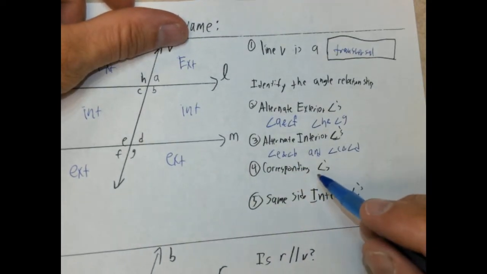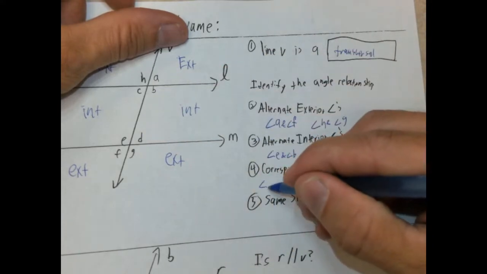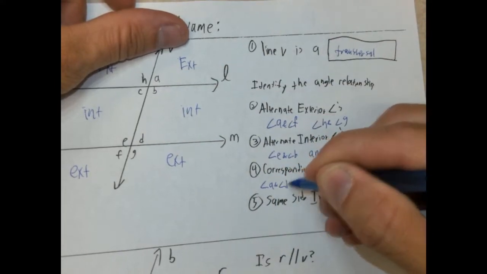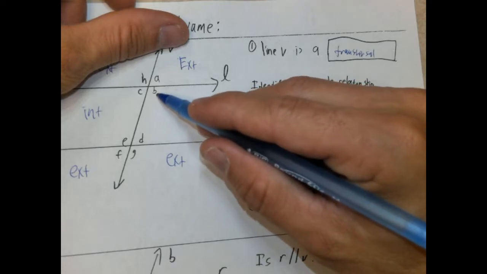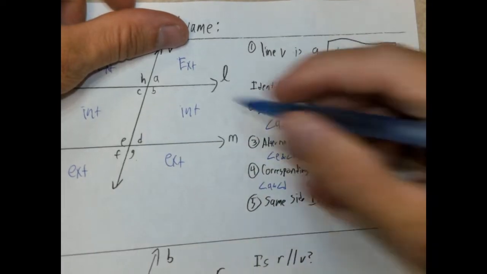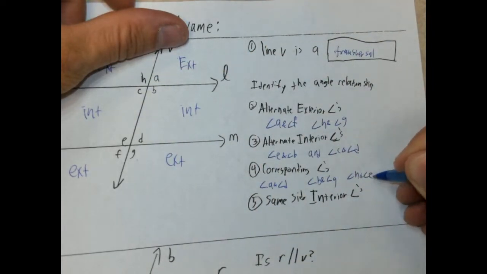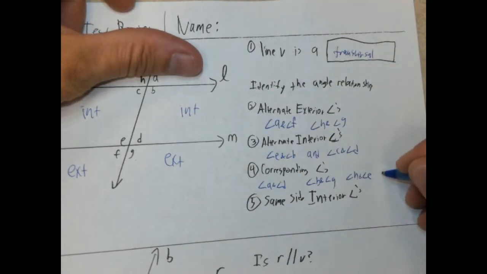Okay, corresponding angles, there's going to be four of them, four pairs rather. So A and D, angle B and G, angle H and E, and angle C and F.